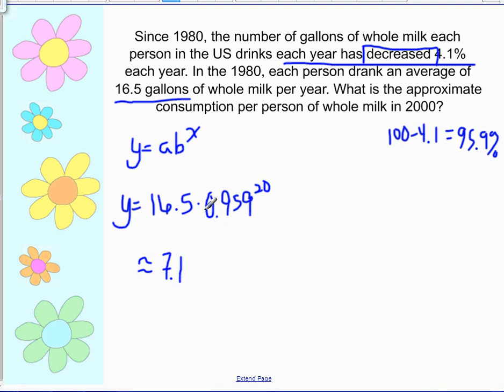All right, so what that's telling us is that the approximate consumption per person of whole milk in 2000 is 7.1 gallons of milk. All right, easy enough. Easy enough.